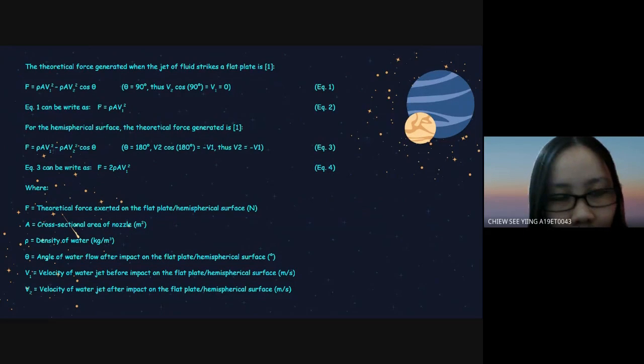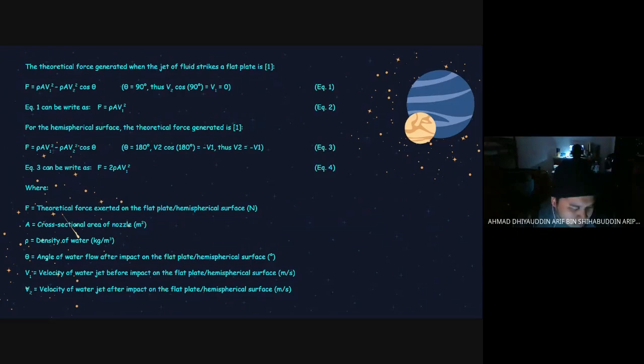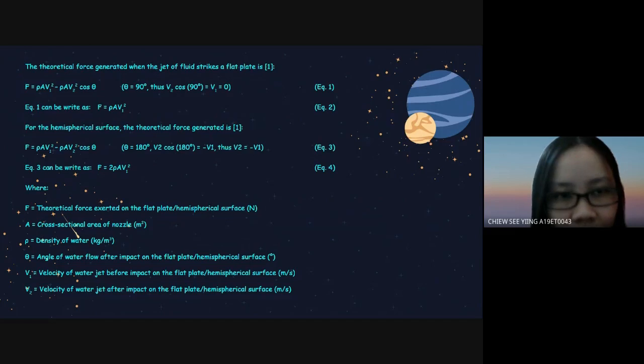Next, the theoretical force generated when the jet of fluid strikes a flat plate is F equals rho A V1 squared minus rho A V1 V2 cos theta. Theta is 90 degrees, thus V2 cos theta, cos 90 degrees, is 0. The equation can be written as F equals rho A V1 squared.